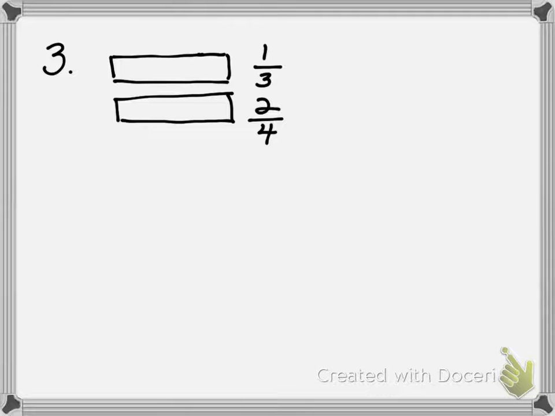Okay, this first one should be 3 sections. The second one should have 4 sections. Okay. Now for coloring, we're supposed to color in 1 of the 3. And we are supposed to color in 2 of the 4.